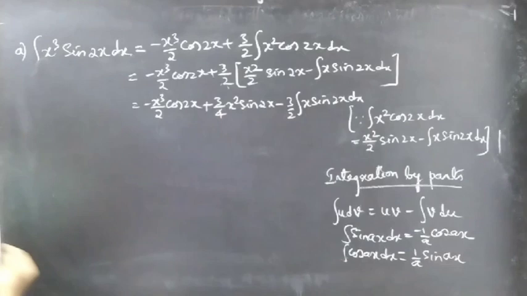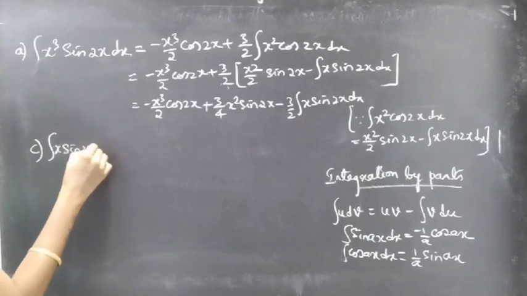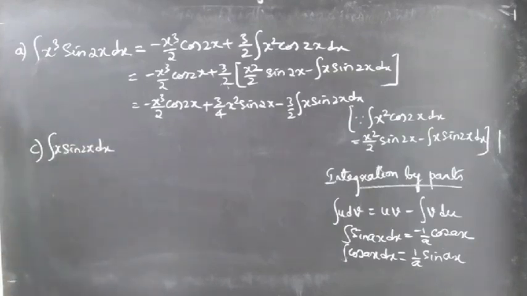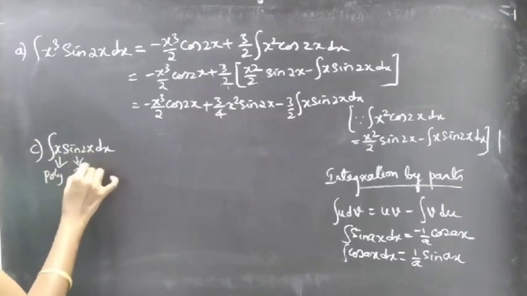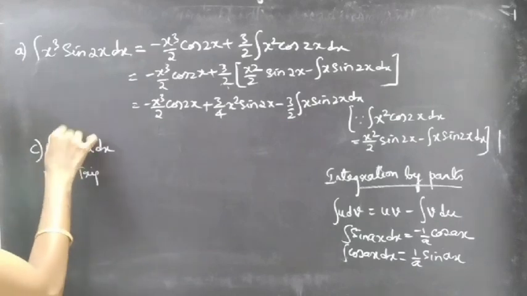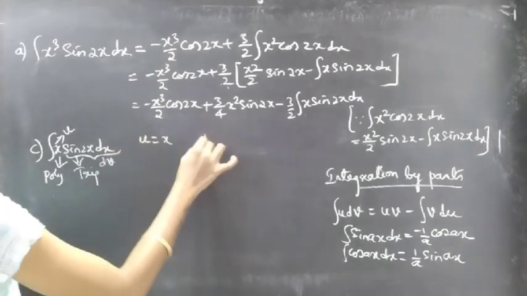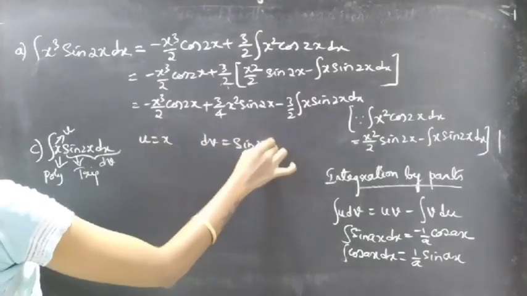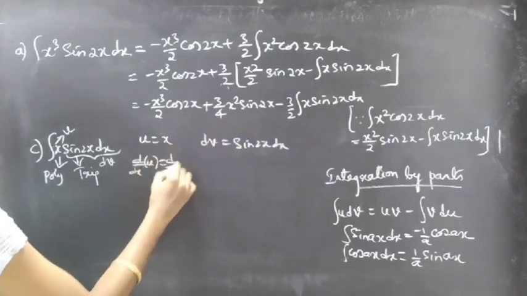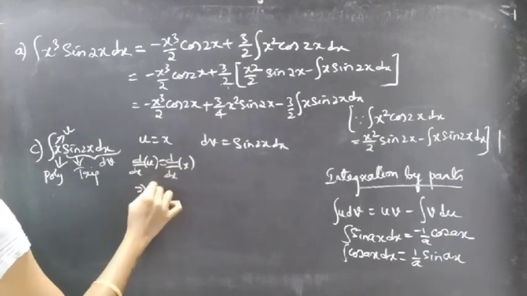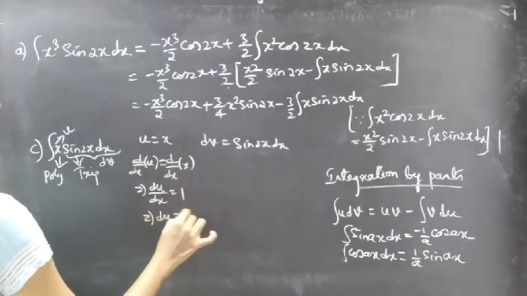Now let's evaluate integral x sin 2x dx. Here also we are going to apply the integration by parts formula, and the integrand is a product of a polynomial and a trigonometric function, right? Consider the polynomial function as u and the remaining part as dv. We have u equal to x and dv equal to sin 2x dx, right? Differentiate on both sides with respect to x, which gives us du by dx equals the derivative of x with respect to x, which is 1, which gives us du equal to dx, right?